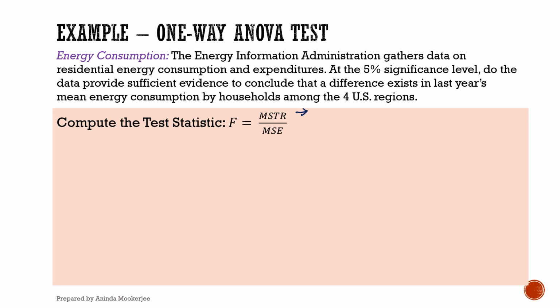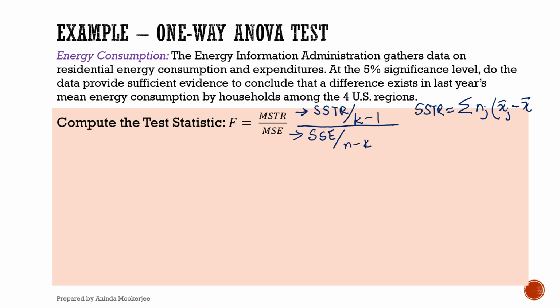Remember, MSTR had its own formula, which was SSTR divided by K minus 1. And likewise, MSE too had its own formula, which was SSE over N minus K. Now, SSTR stands for treatment sum of squares. And treatment sum of squares was calculated using this formula. Let me write that down here. SSTR equals sigma n sub j times x bar sub j minus x bar squared.